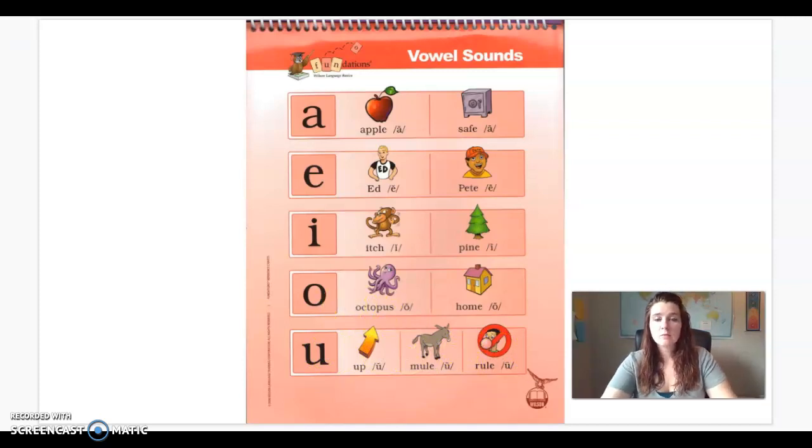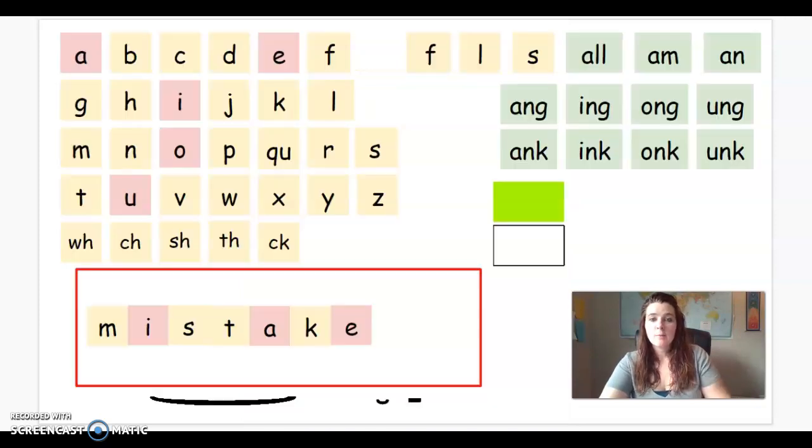So like I said, we're still working on two-syllable words, but now they're going to have our long vowels in them. So let's take a look at this word that I created right here. I'm noticing that there are 3 vowels in this word, but it's only 2 syllables. So we can still use our rules to figure out where the syllables are. If we look at our first vowel and our second vowel, remember they are separated by 1 or more consonants, and in this case it's separated by 2 consonants.